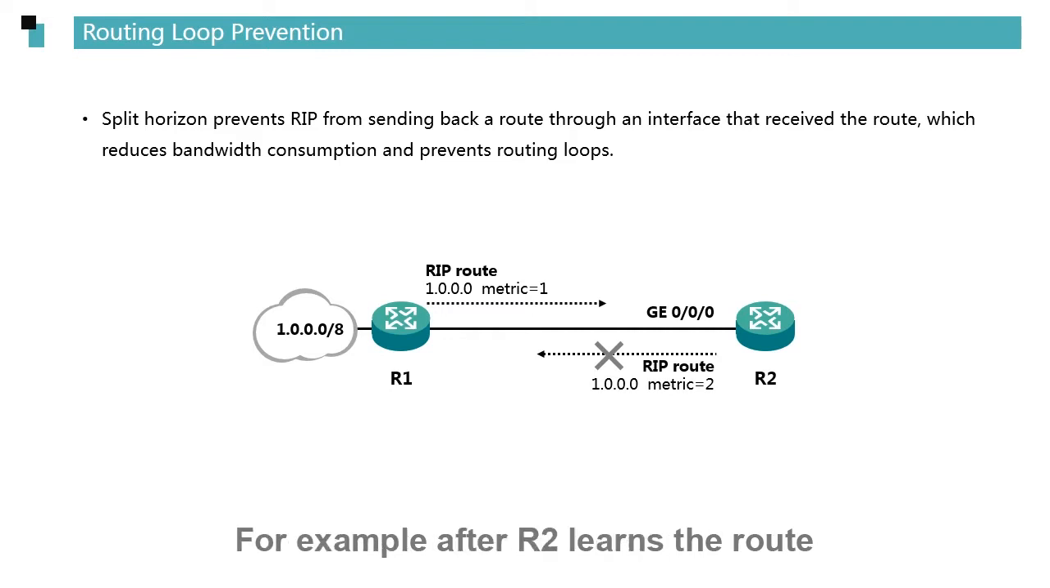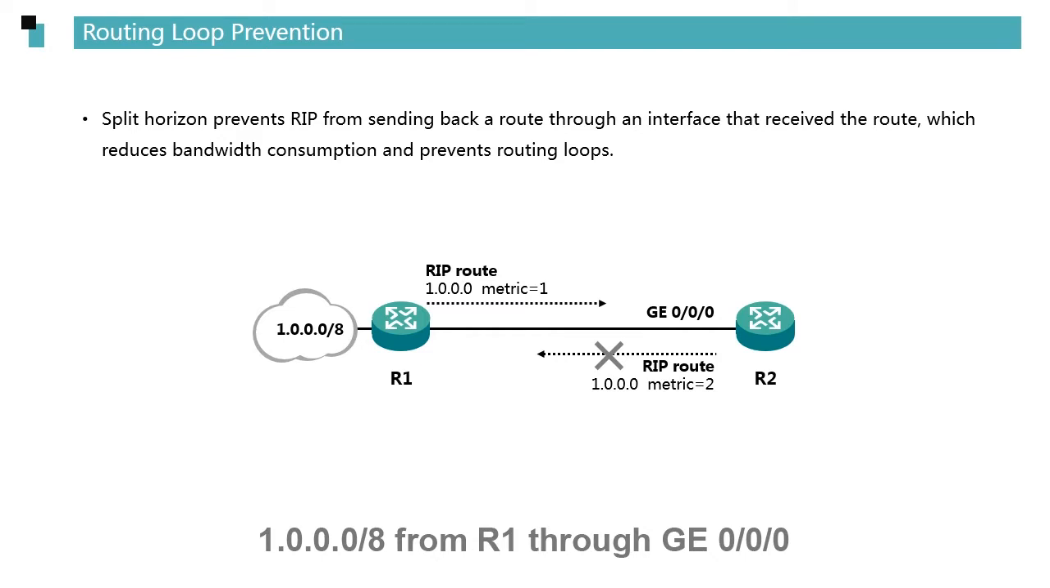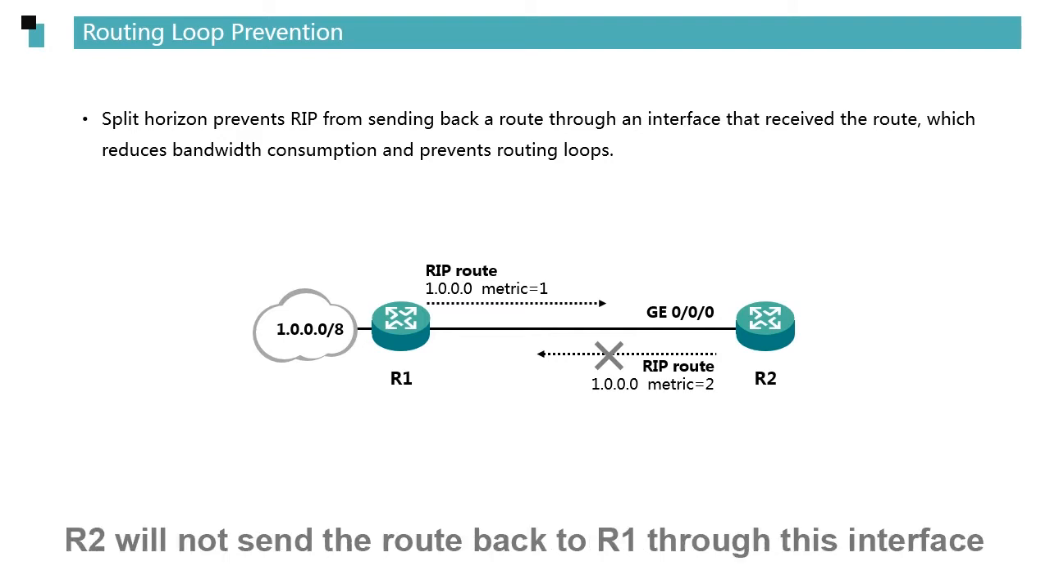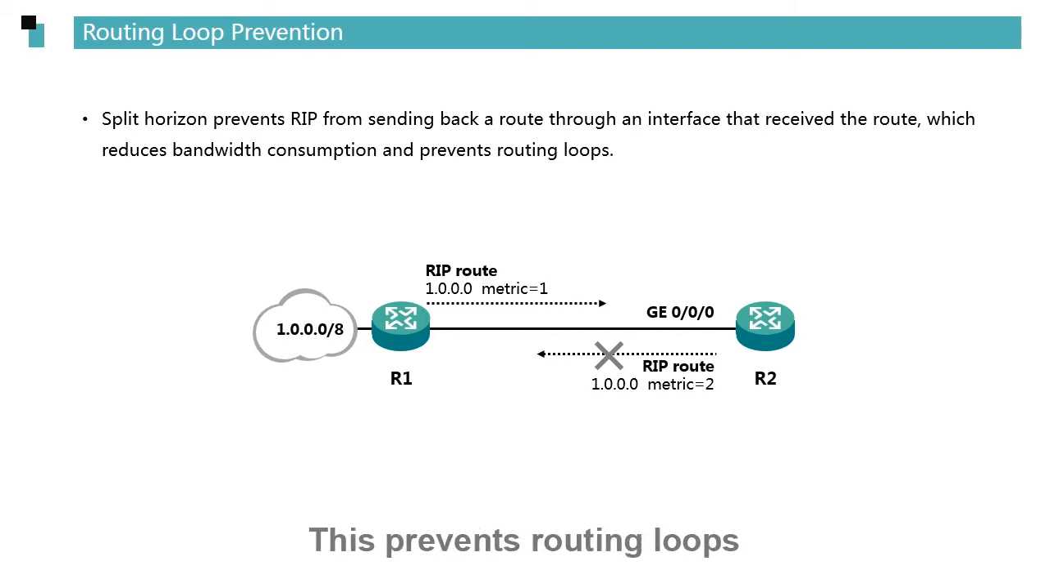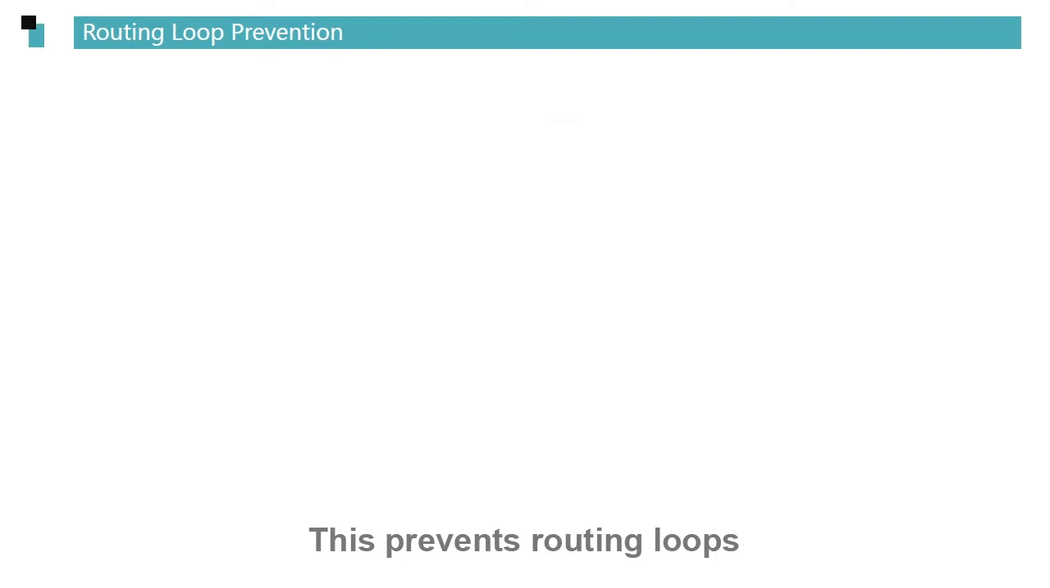For example, after R2 learns the route 1.0.0.0/8 from R1 through GE0/0/0, R2 will not send the route back to R1 through this interface. This prevents routing loops.